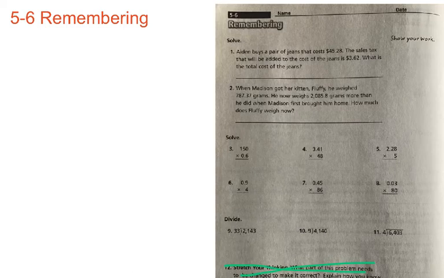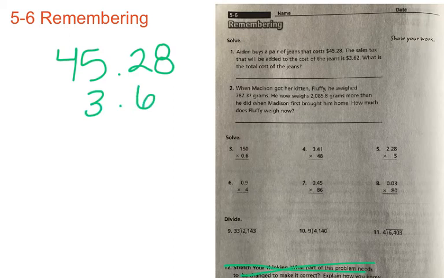Our story problems today: Aiden buys a pair of jeans that costs $45.28. The sales tax that will be added to the cost of the jeans is $3.62. What is the total cost of the jeans? So in order to figure out the total cost, you're going to have to take the cost of the jeans, which is $45.28, and you're going to have to add the sales tax, which is $3.62. This is something that's foreign to you guys because we don't have sales tax where we live. So you're going to have to add those together to figure out what his total cost is going to be.